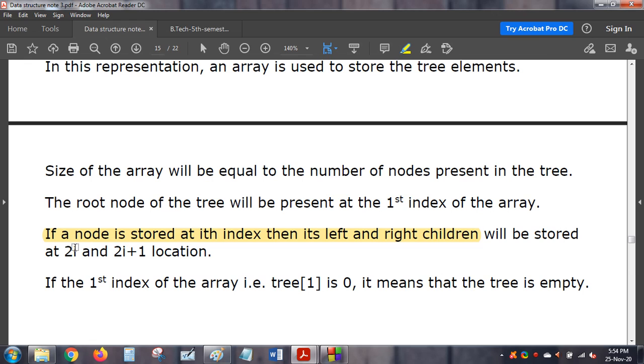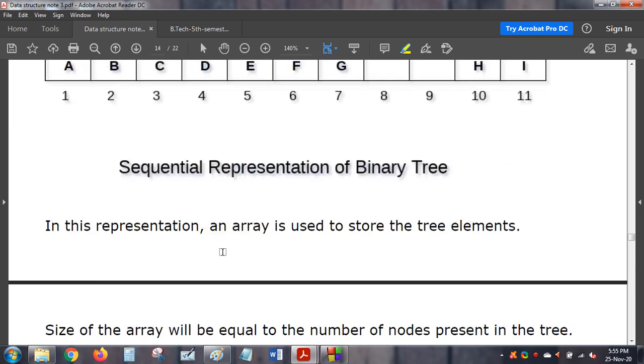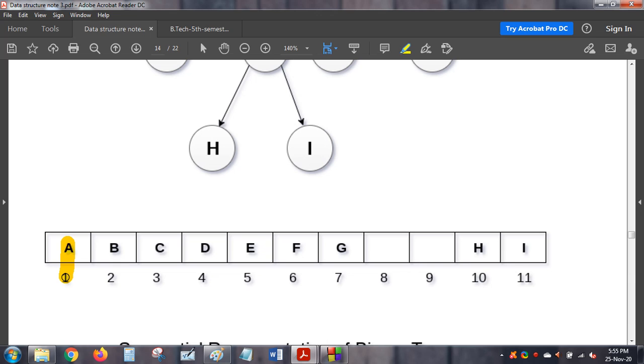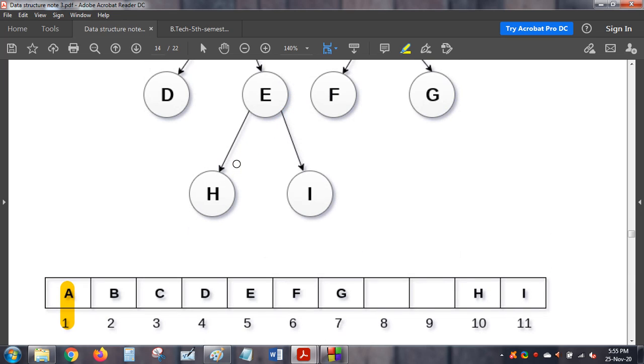Let me rephrase it. If my node is at the ith index, then the left child will have the position 2i and the right child will have the position 2i plus 1. Just keep that in mind. Left will have 2i, right will have 2i plus 1 position. So let's see over here. Start with A. I have A initially, then after A I have B, then after B I have C. So up to this it's okay.